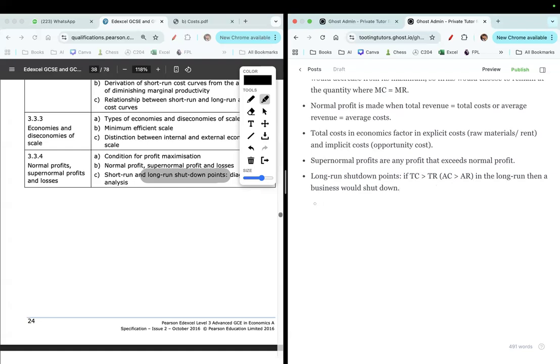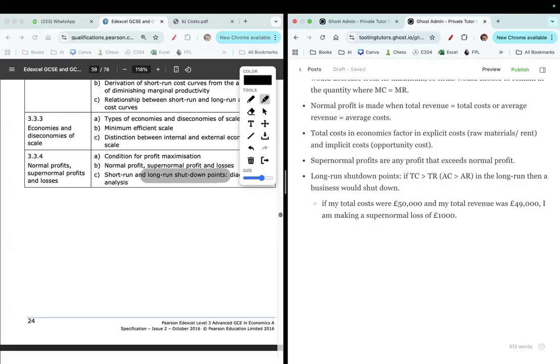Yeah. Okay. All we're saying here is, I'll give an example. If my total costs were 50,000 and my total revenue was 49,000, I am making a supernormal loss of £1,000. What does it mean when you say supernormal in front of it?